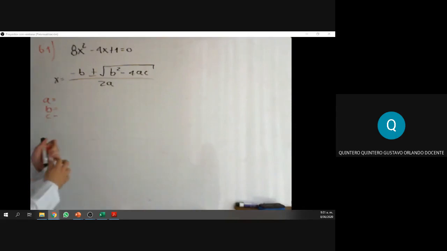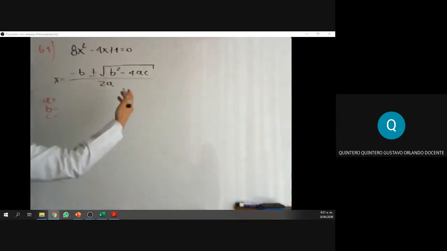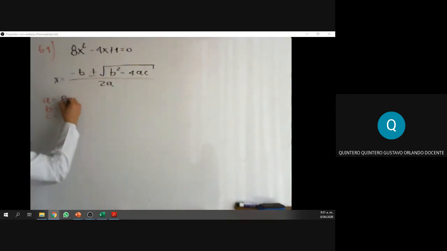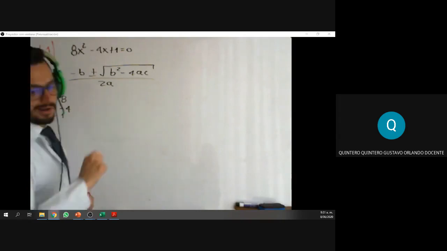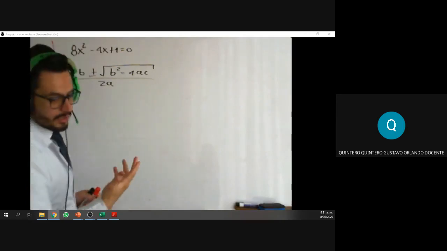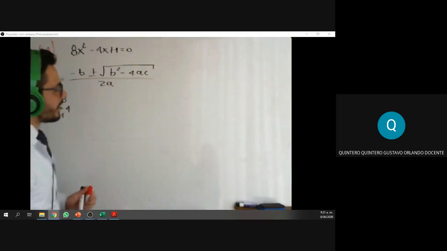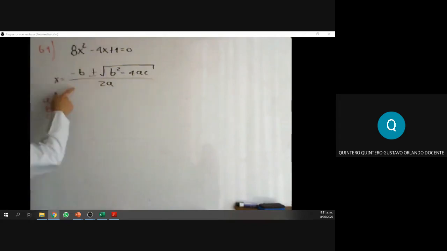A being the coefficient of the x squared, so the 8. B the coefficient of the x, in other words, negative 4. And c the constant value, meaning 1. All we have to do is put these numbers inside our little formula, put it in a calculator, or do the calculations in our minds, and we have our solution.